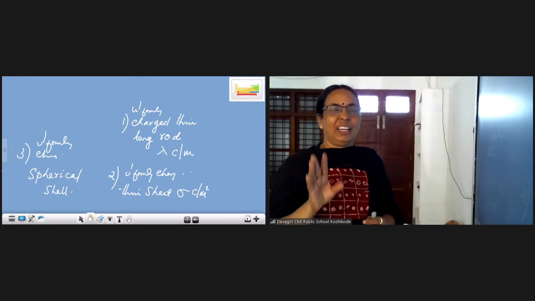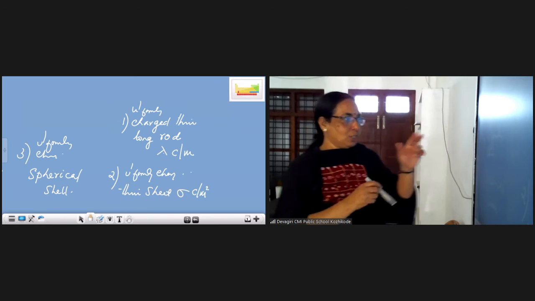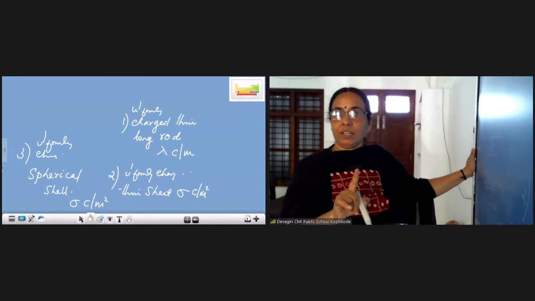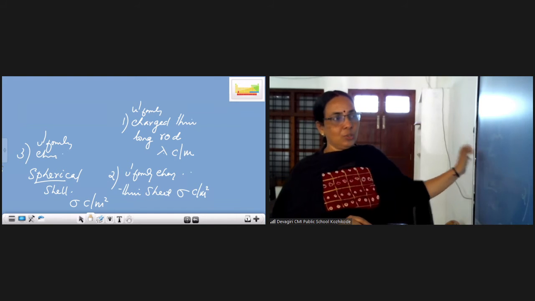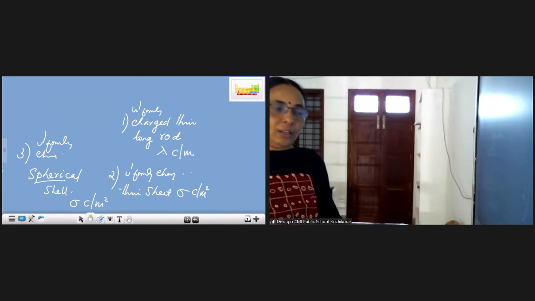It's enough to consider the area of the surface. So here again, don't confuse, I'm not talking about a solid sphere. If I'm talking about a solid sphere, I have to use volume charge. So these are the three cases we are going to apply Gauss's law.